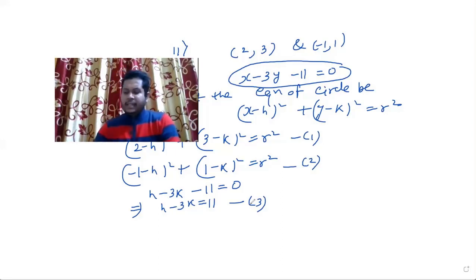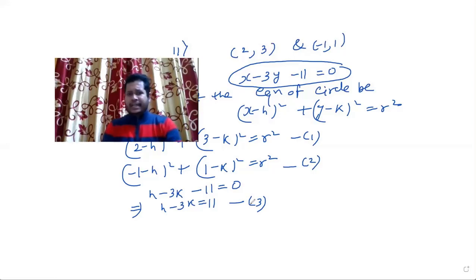So that means basically we have three relations here, one that we have marked as equation number 1. So basically we have three equations with three unknowns, h, k, and r. If I want to find the equation of the circle, I will need the values of all three of them. So I have three equations, three unknowns, and I have to solve them. Okay, so let's see one by one how we can solve them.